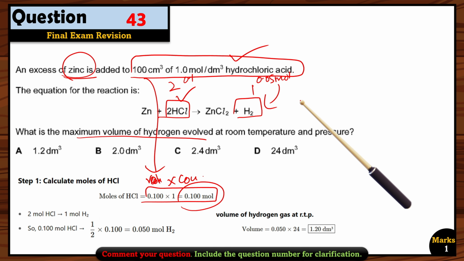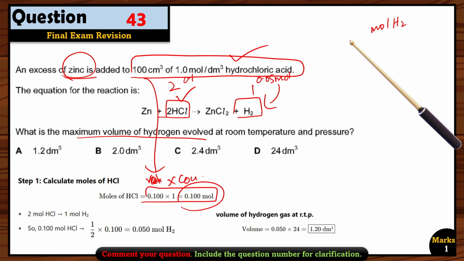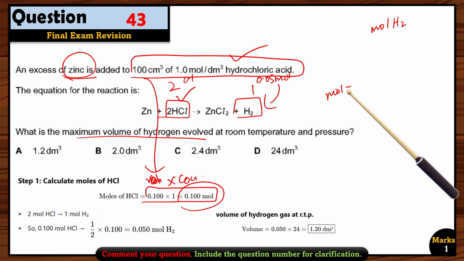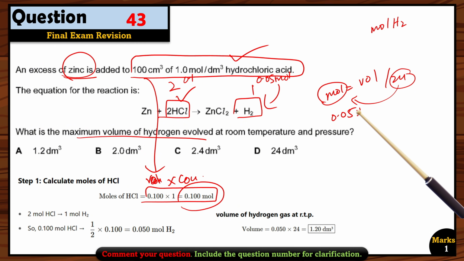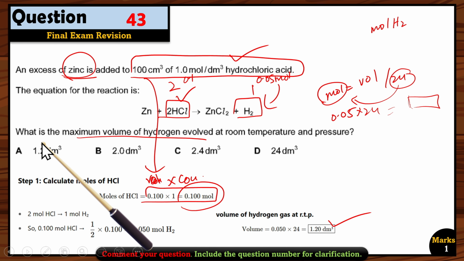Simple. Now we already know the moles of H2, right? We also know the formula, that is moles is equal to volume divided by 24, right? We also already know 24. We also know the mole. So mole is 0.05. This 24 will come here and then you will get your answer, that is the volume, and the volume is 1.20 dm³. So A option is the right option.